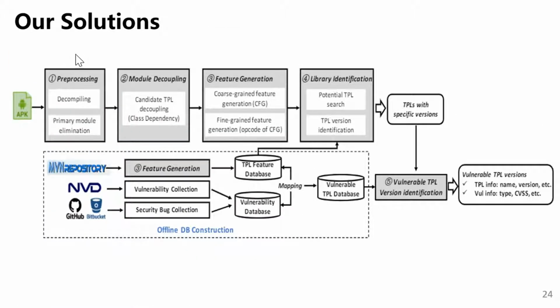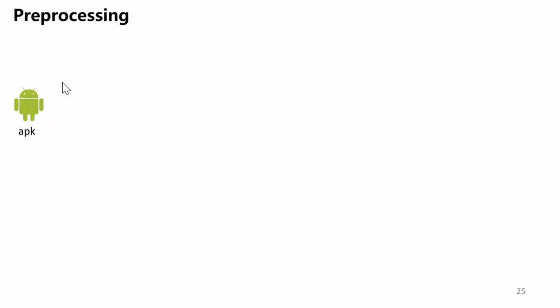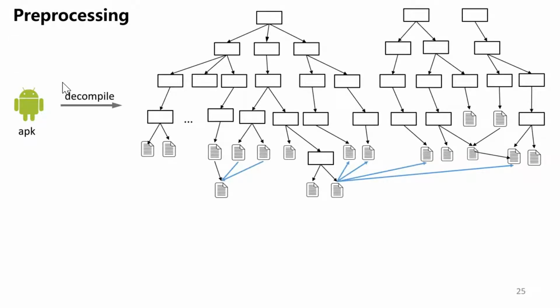As for the TPL identification, we divide it into 4 steps. The first one is pre-processing. When we get an app, we will compile it and get one or several package trees.